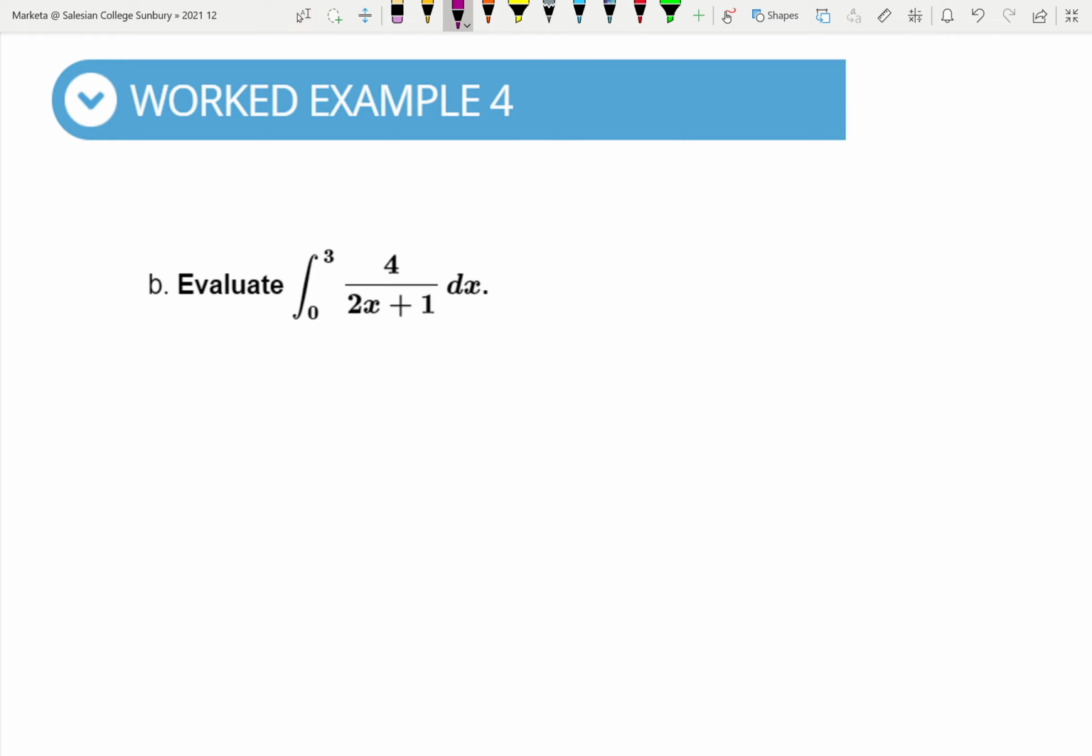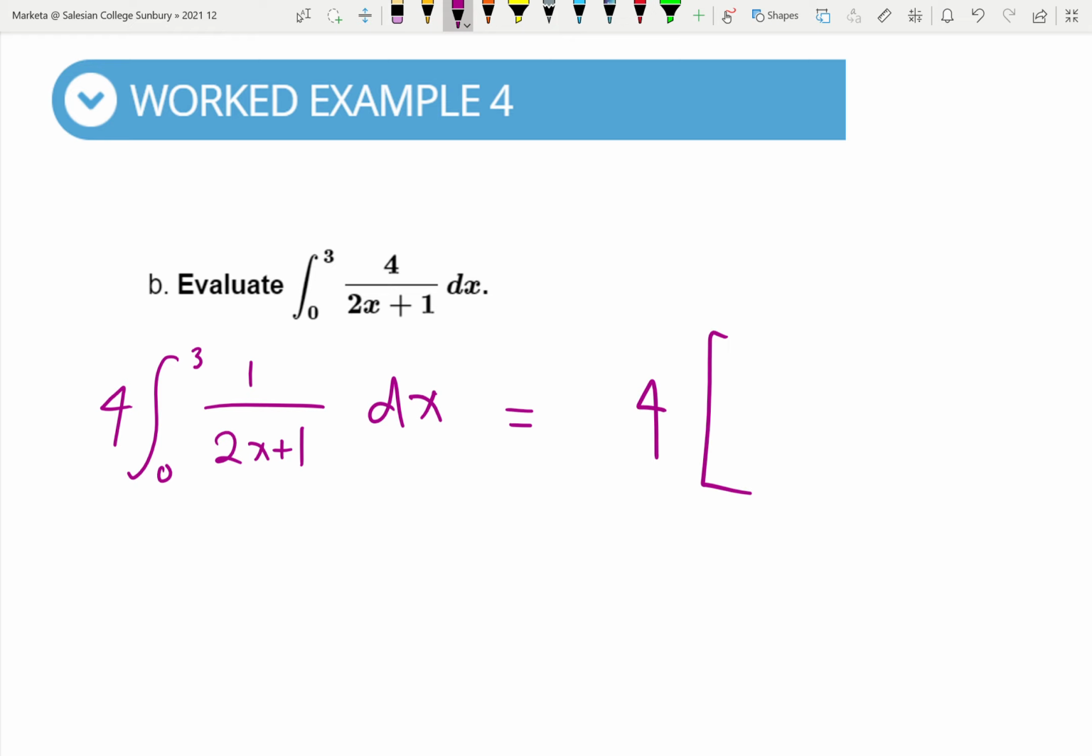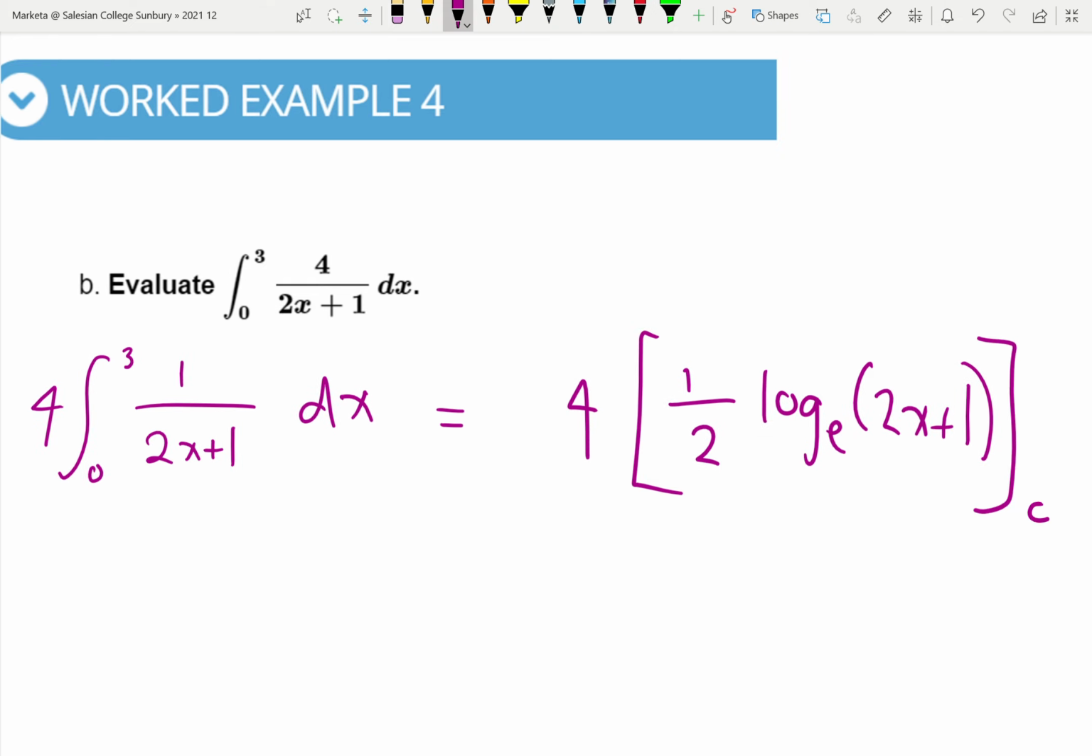What I'm going to do now is take the 4 out, integral from 0 to 3 of 1 over 2x plus 1. This just becomes 1 over ax plus b again. So when I antiderive this, it's going to be 1 over a, so 1 over 2, of log e of ax plus b, and we're going to be going from 0 to 3. What we can see here is that x is going to be greater than negative half. You can do that by setting it greater than 0, and you'll find it's negative half.